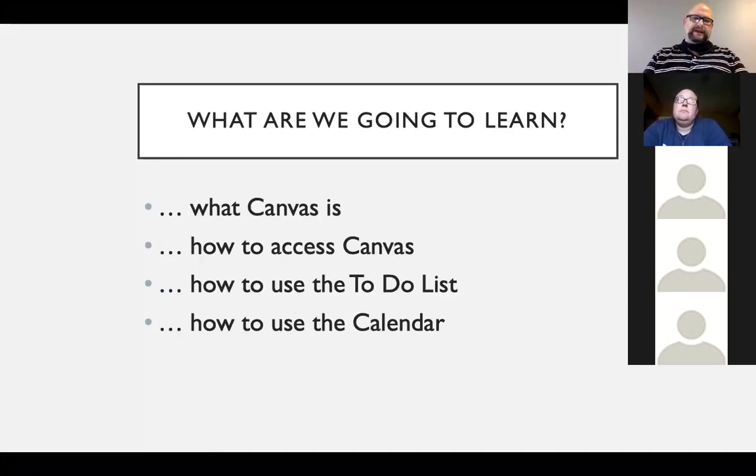Today, we're going to cover a handful of things. We're going to touch base on what Canvas is. We're going to look real quick at how to access Canvas, and then we're going to look at the to-do list and calendar features inside of Canvas. Like I said, we're going to go pretty quick. We're not going to cover too much in one sitting. We're going to move pretty fast so everybody has a chance to get some basic information, think about it, and move on.